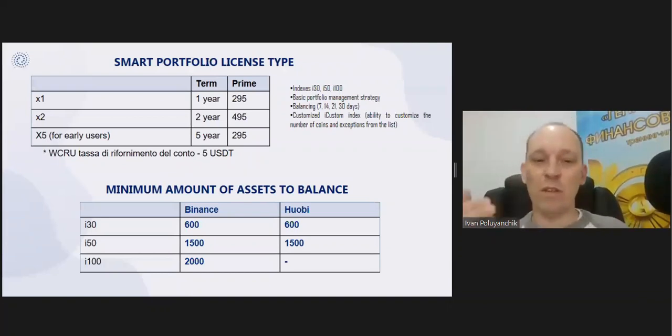So a person, if he pays the price for 1 year, and if you multiply it by 6 for 6 years, then the price will be the same. So we did it intentionally so that the earlier users will not overpay.